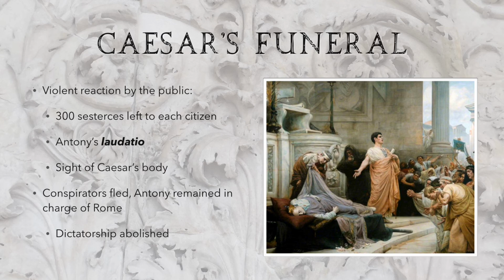Because of all this, the conspirators fled for their lives, leaving Rome behind. Antony remained behind. He continued his policy of conciliation, and he allowed the conspirators to escape to their provinces. And as well as this, he also abolished the office of dictator because of the negative connotations it had developed under Caesar.